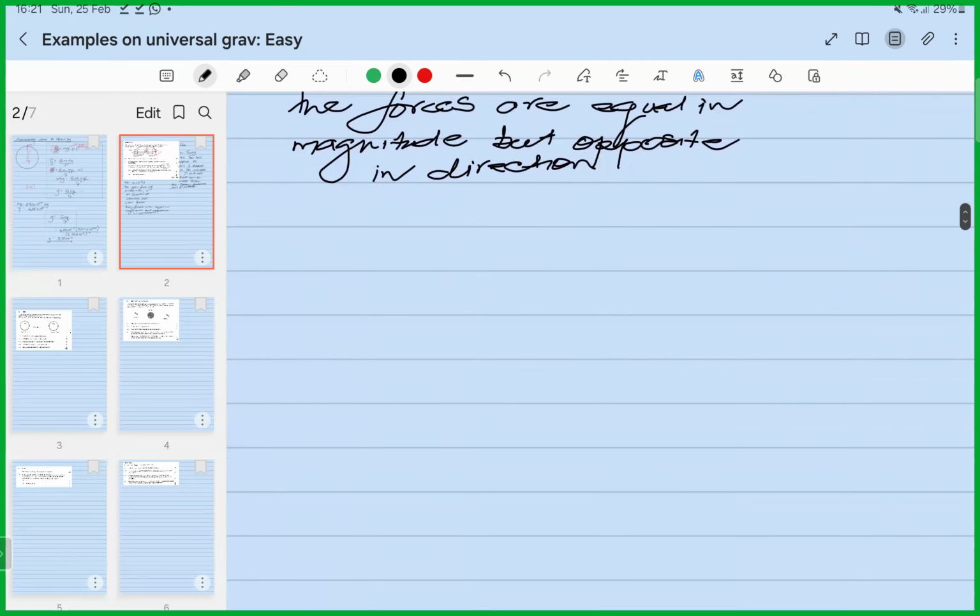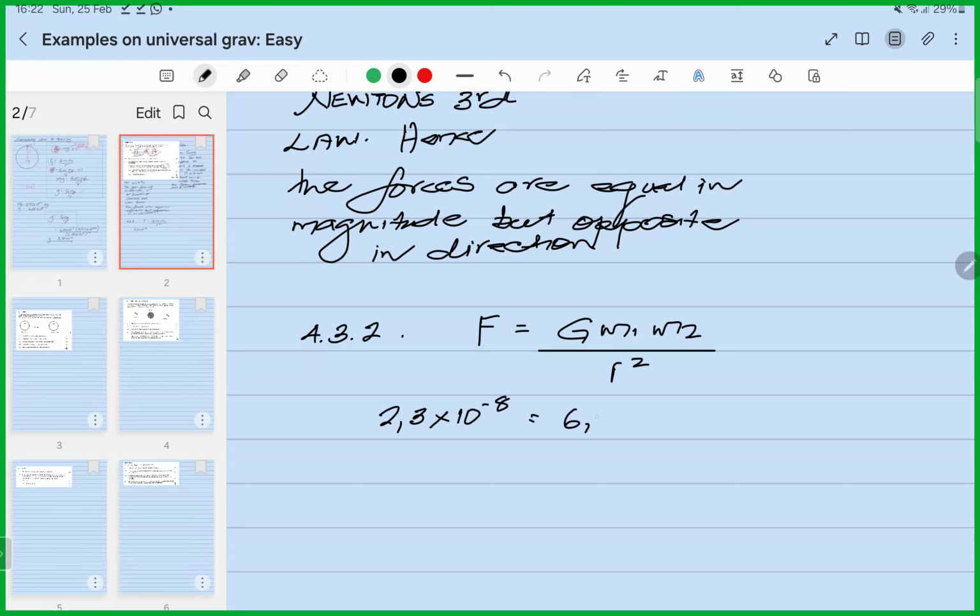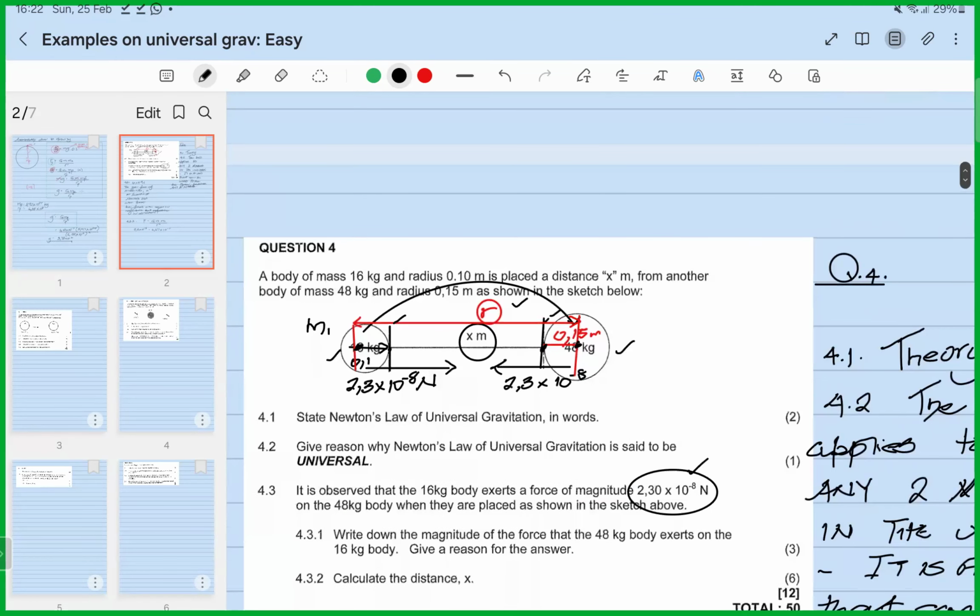So the answer, 4.3.2. F equals G M1 M2 over R squared. The force, 2.3 times 10 to the minus 8. G is on your data sheet, but I told you it's the universal gravitational constant on Thursday. 6.67 times 10 to the minus 11. Mass 1 is 16. Mass 2 is 48.